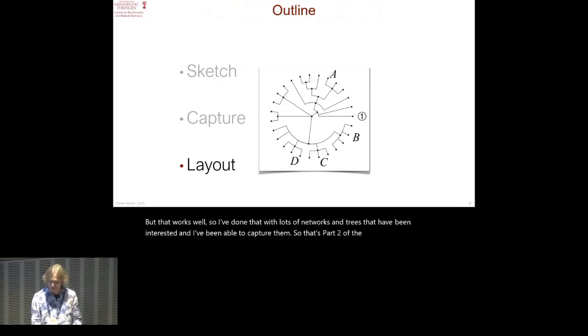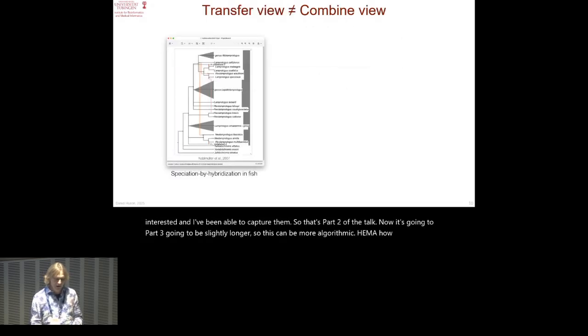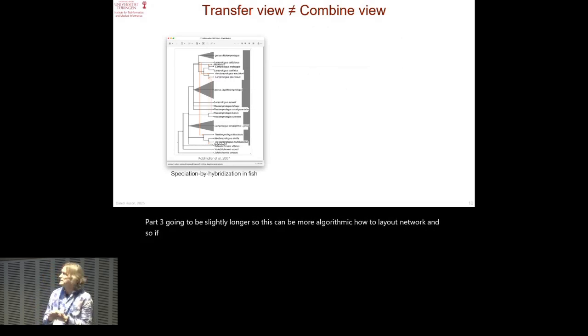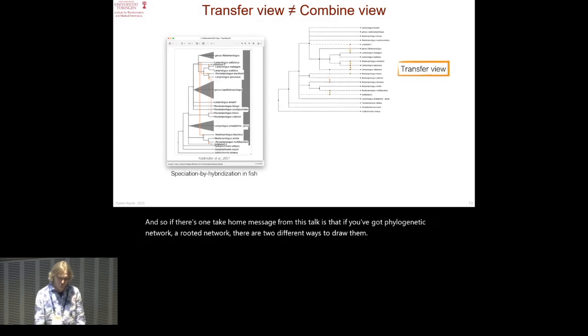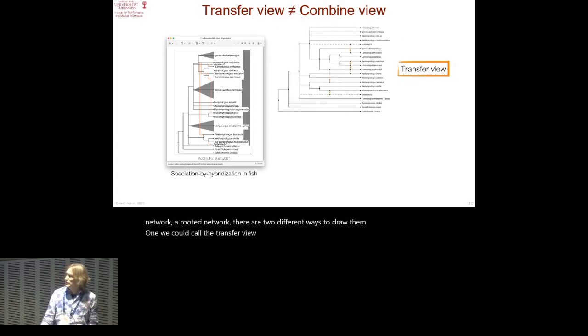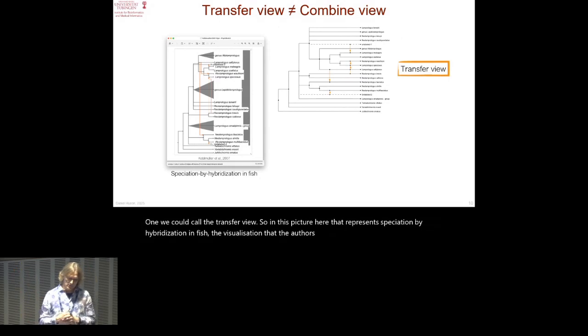Now part 3 is going to be slightly longer, so this can be more algorithmic, how to lay out a network. And so if there's one take-home message from this talk, it is that if you've got a phylogenetic network, a rooted network, there are 2 different ways to draw them. One we could call the transfer view. So in this picture here that represents speciation by hybridization in fish, the visualization that the authors did was something like that, like you see there. The transfer view is where you draw a tree, basically, and then you have a couple of edges going between different parts of the tree, transferring stuff. Okay, and that's one way to draw a phylogenetic network.